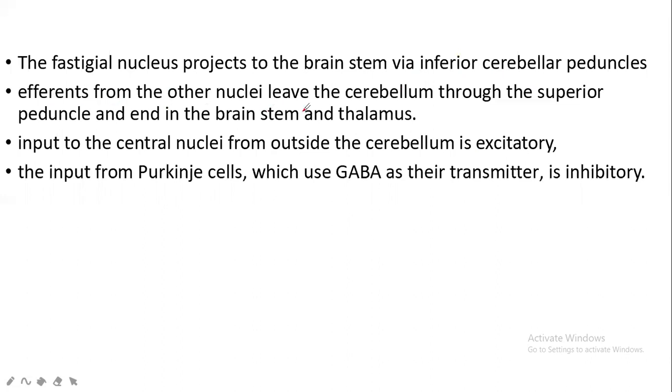Efferents from other nuclei leave the cerebellum through the superior cerebellar peduncles and end in the brainstem and thalamus. So all the other nuclei project through the superior cerebellar peduncle. Input to the central nuclei from outside the cerebellum is excitatory, right? The input from Purkinje cells is actually inhibitory through the release of GABA.